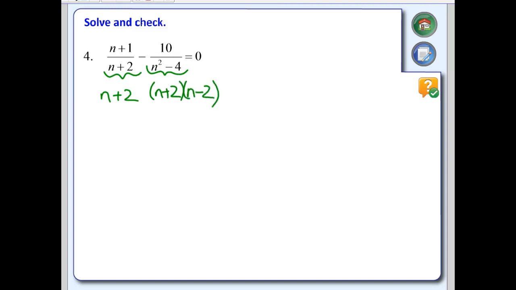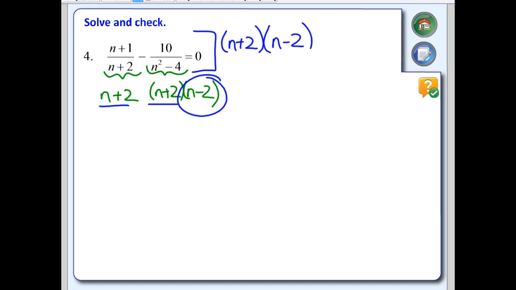So now, what are we going to choose to be our common denominator? Well, remember what's common to both. n plus 2 is common to both, so that's going to be part of our LCD. And then what was my line? Everybody else comes to the party, so we're going to have to bring this n minus 2 along as well. So my common denominator then is n plus 2, n minus 2.